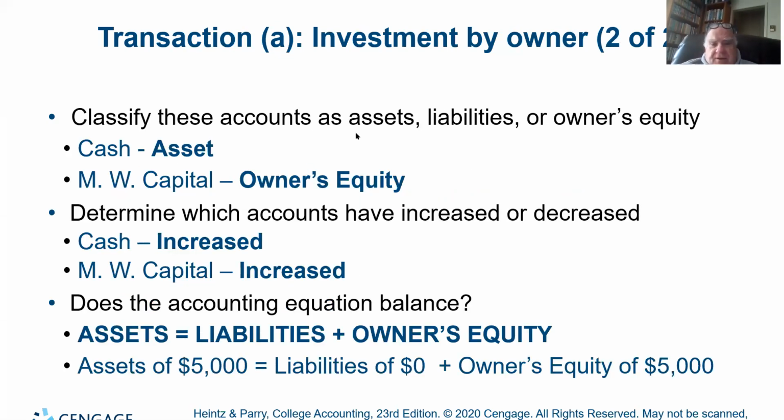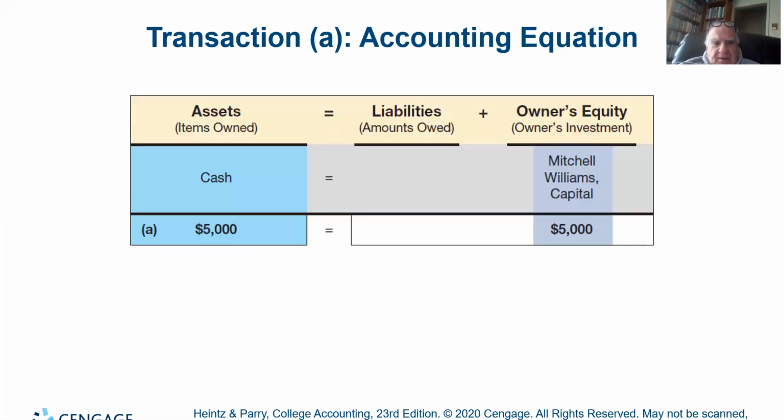Clearly classify these accounts as assets, liabilities. In this case, it would be an asset, owner's equity, which goes up and down. Cash went up, so did the capital. There was no capital, there was no business. So now this guy put in $5,000, and let's look at the very simple start with the accounting equation.